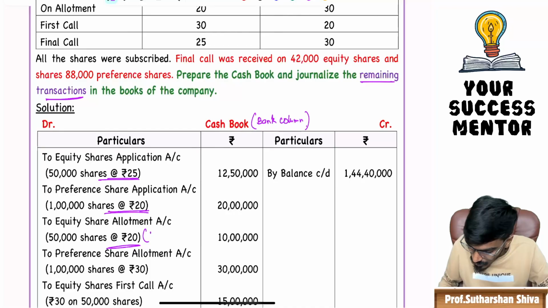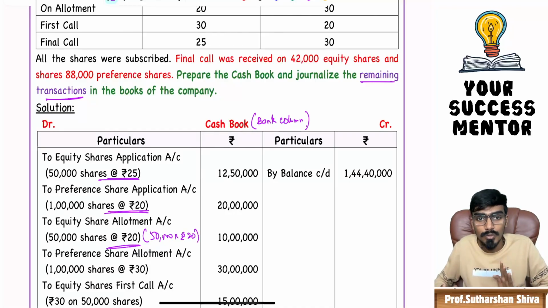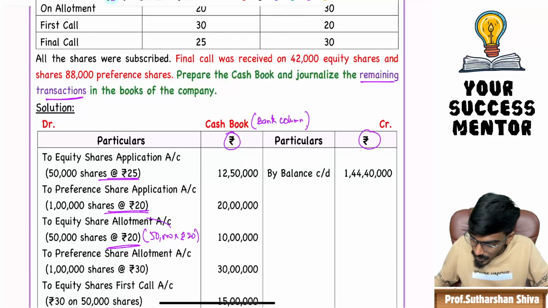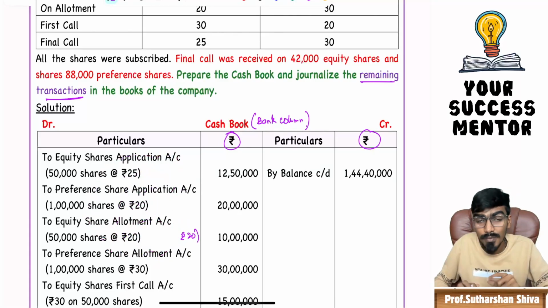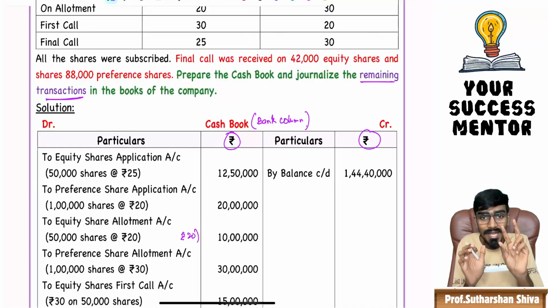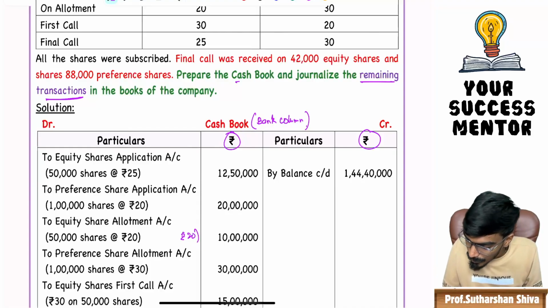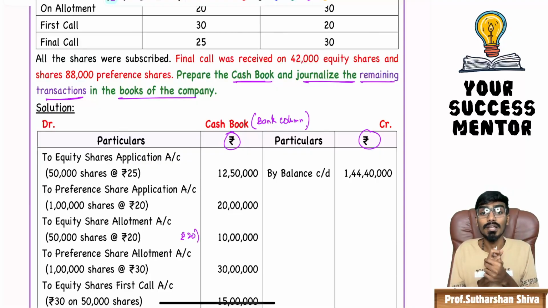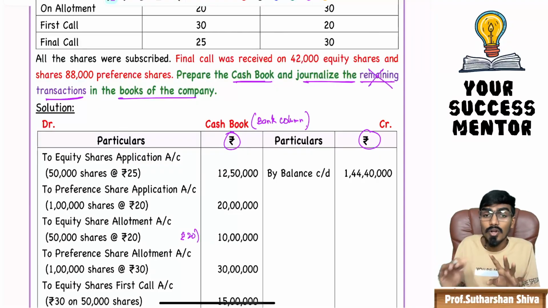Instead of writing like this, you can still write 50,000 into 20 rupees. You can write it in this way also. Putting those unit signs is very much crucial. And one more thing with respect to this same question, what can be twisted now: prepare a cash book and journalize the transactions in the books of the company. There will be no word called remaining.